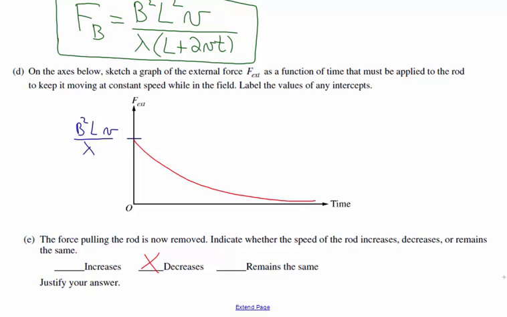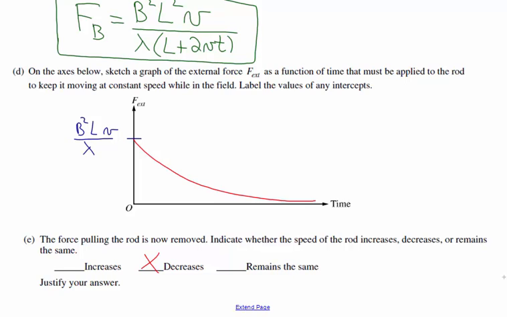Again, this problem involves a little bit of induced EMF. It also involves understanding magnetic force on a current carrying wire. And it also has a little bit of Newton's laws, understanding that if something is moving at a constant velocity, the net force must be 0. So the external force balances the magnetic force.